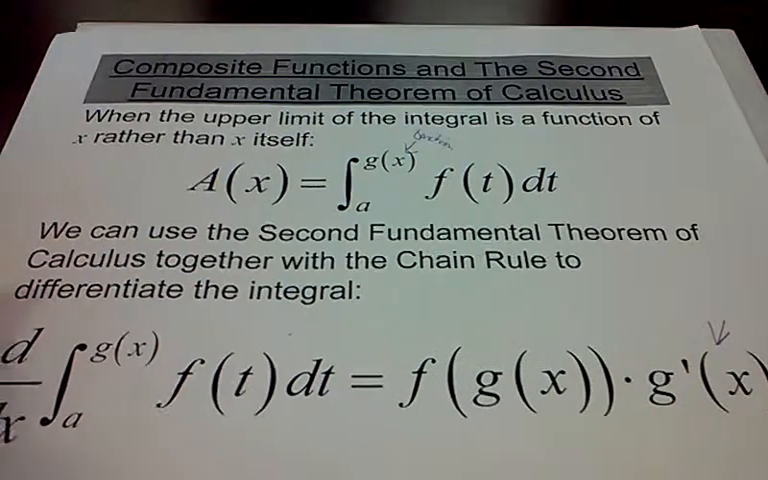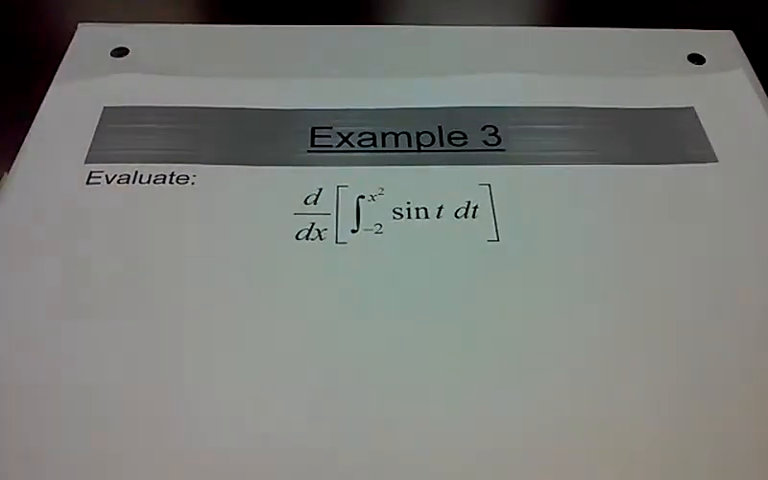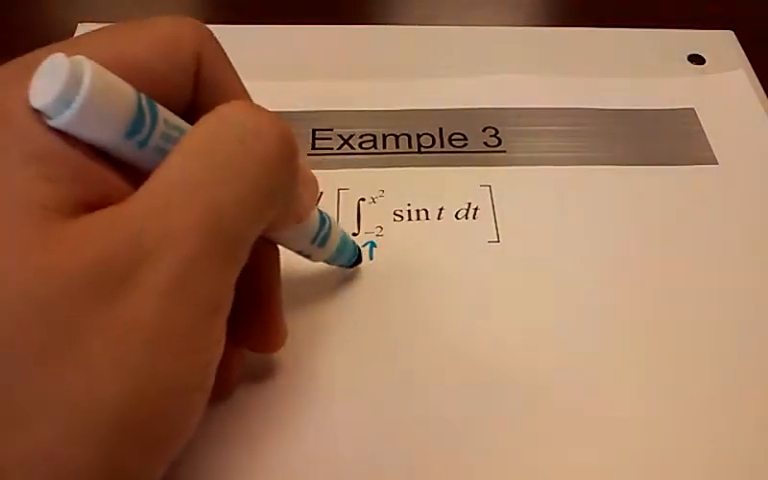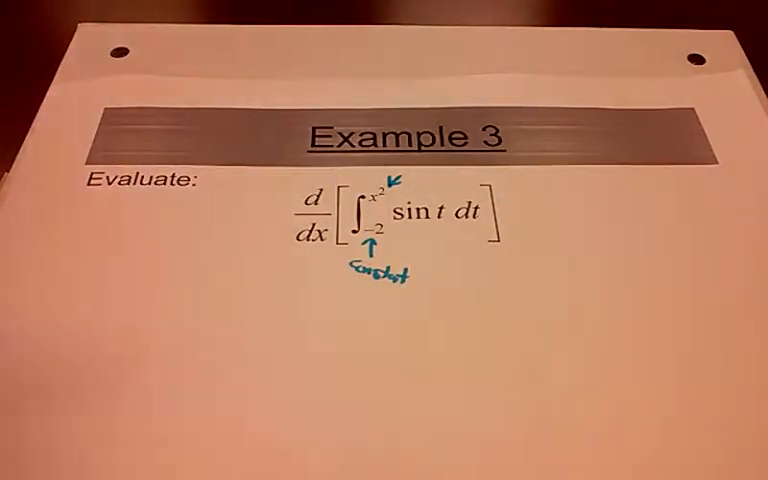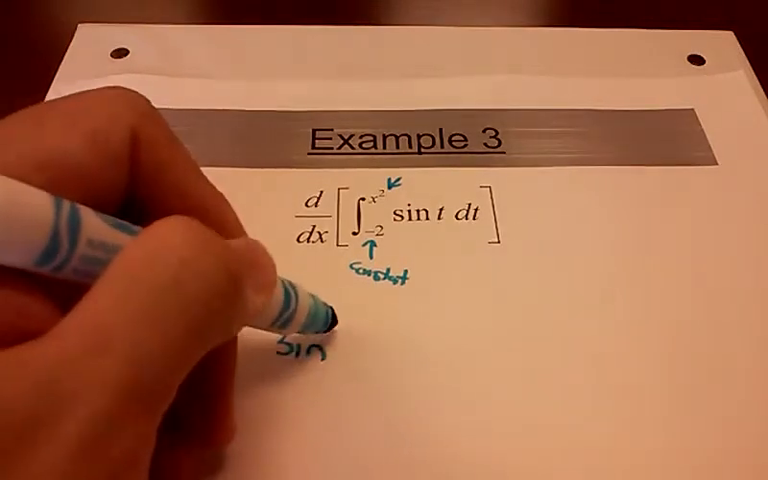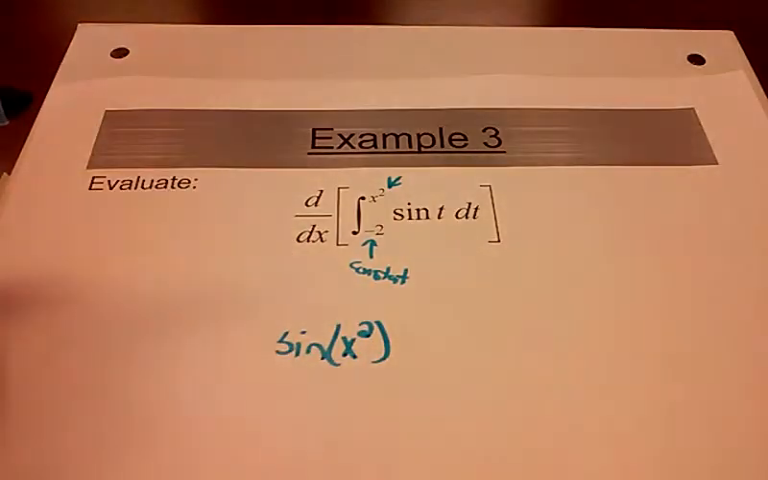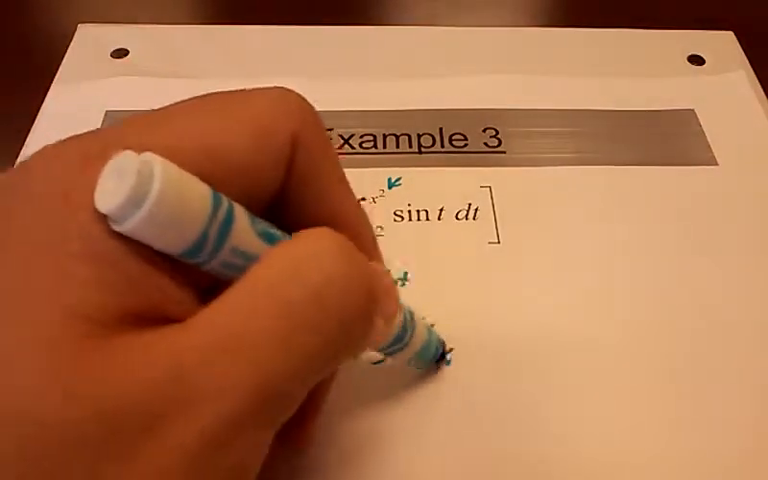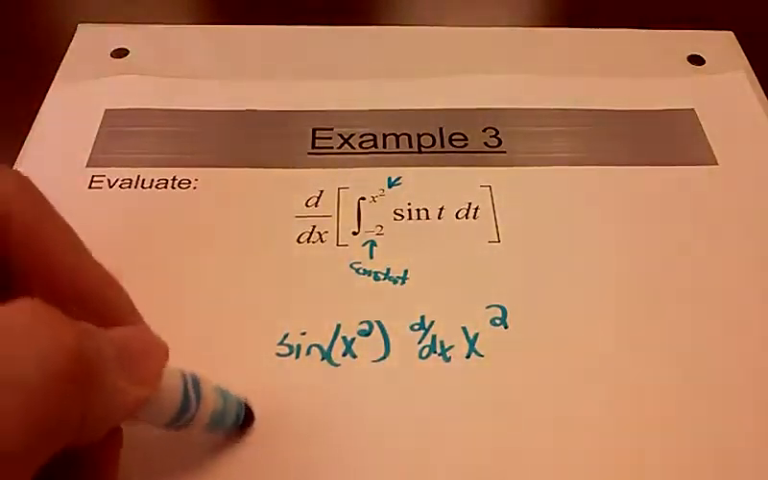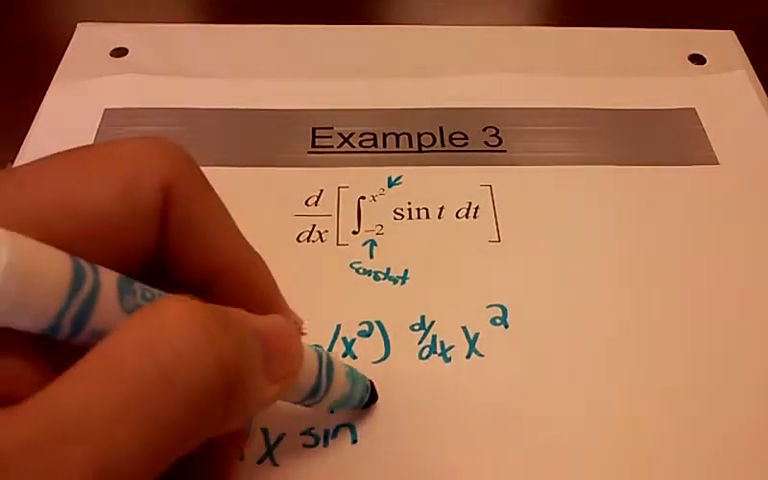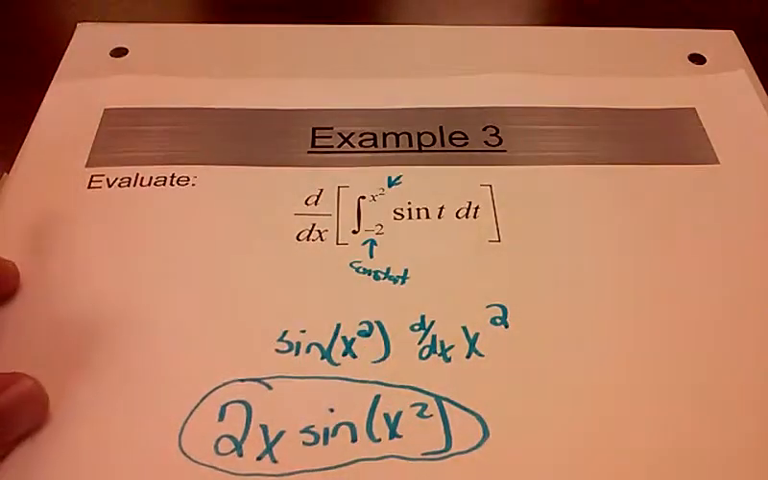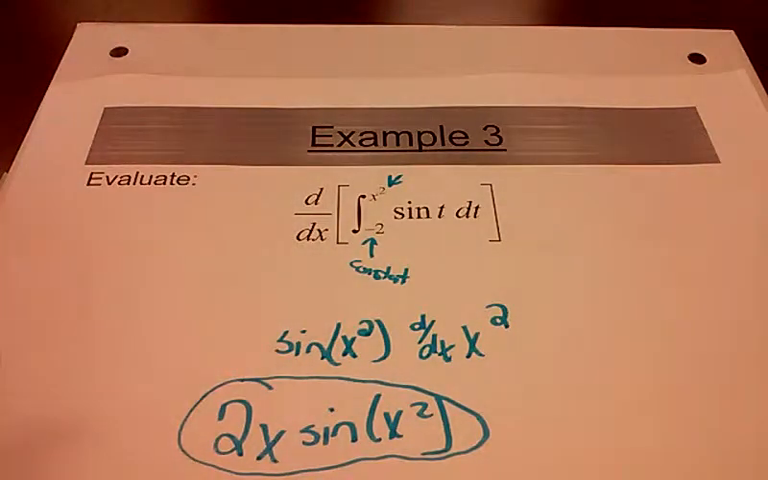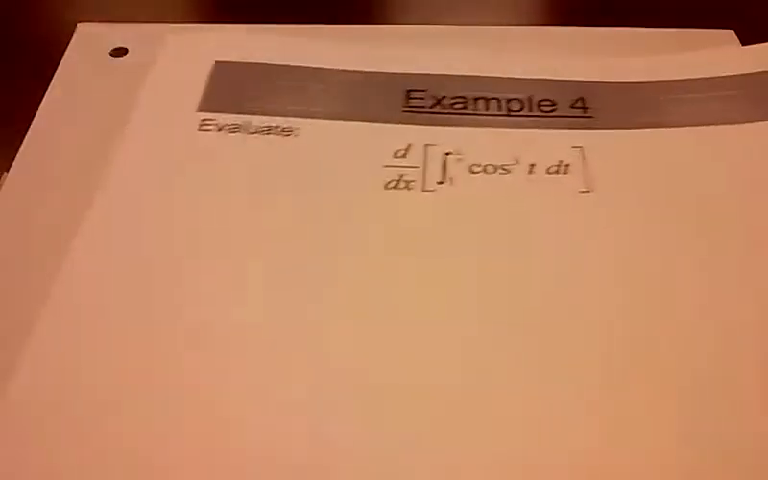So, for example, let's say you wanted to evaluate the derivative of the integral of sine of t dt from negative 2 to x squared. Notice that this is a constant, but notice that the top one is not just plain old x, it's x squared. Now, my answer is still going to be sine of x squared, because I'm just going to plug in that x squared there, but I have to take the derivative of x squared, and so that's going to give me 2x, so my final answer is going to be 2x sine of x squared, and that would be the answer.